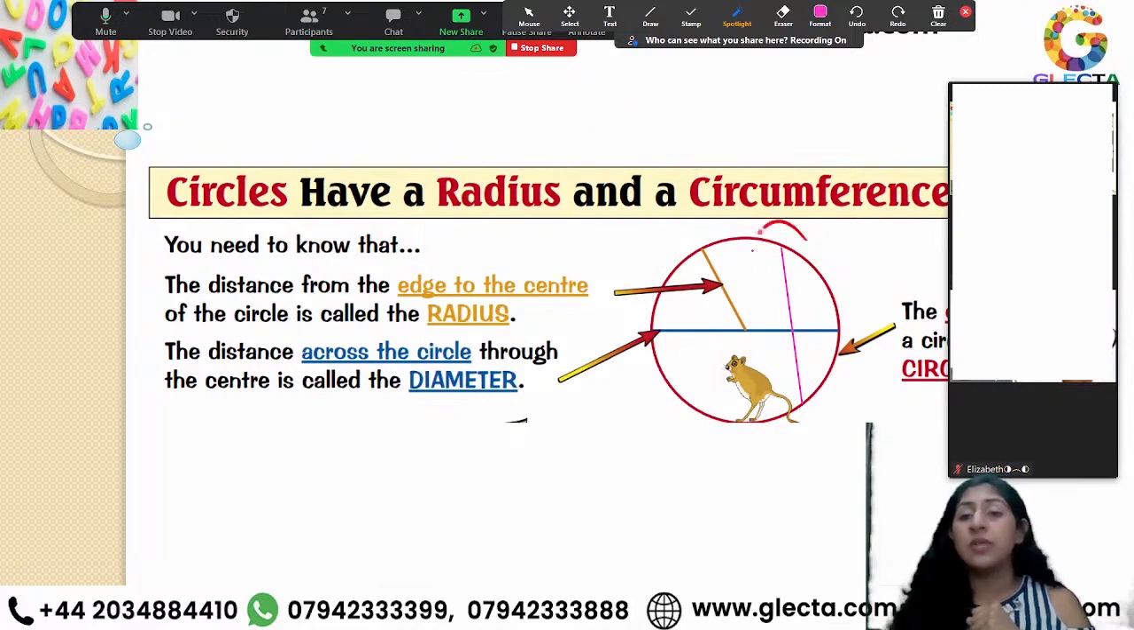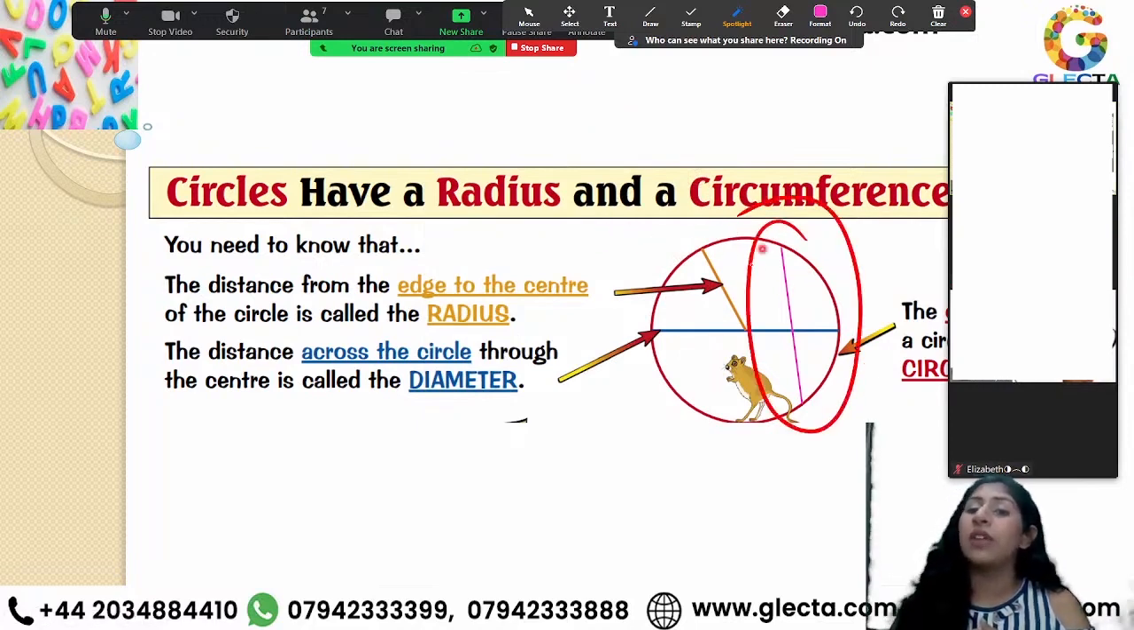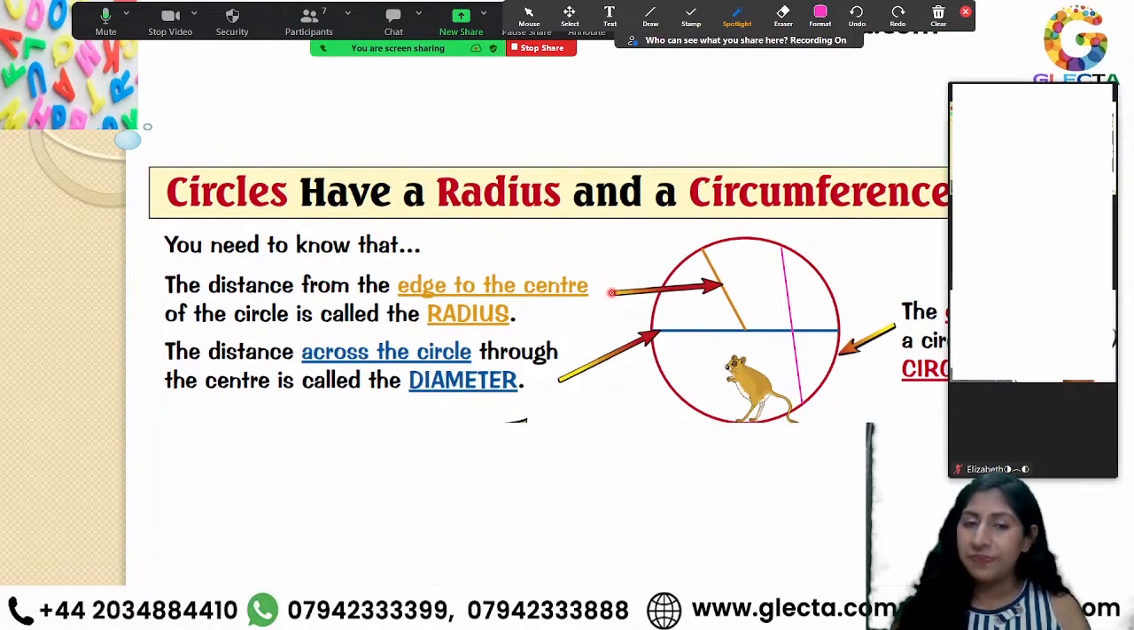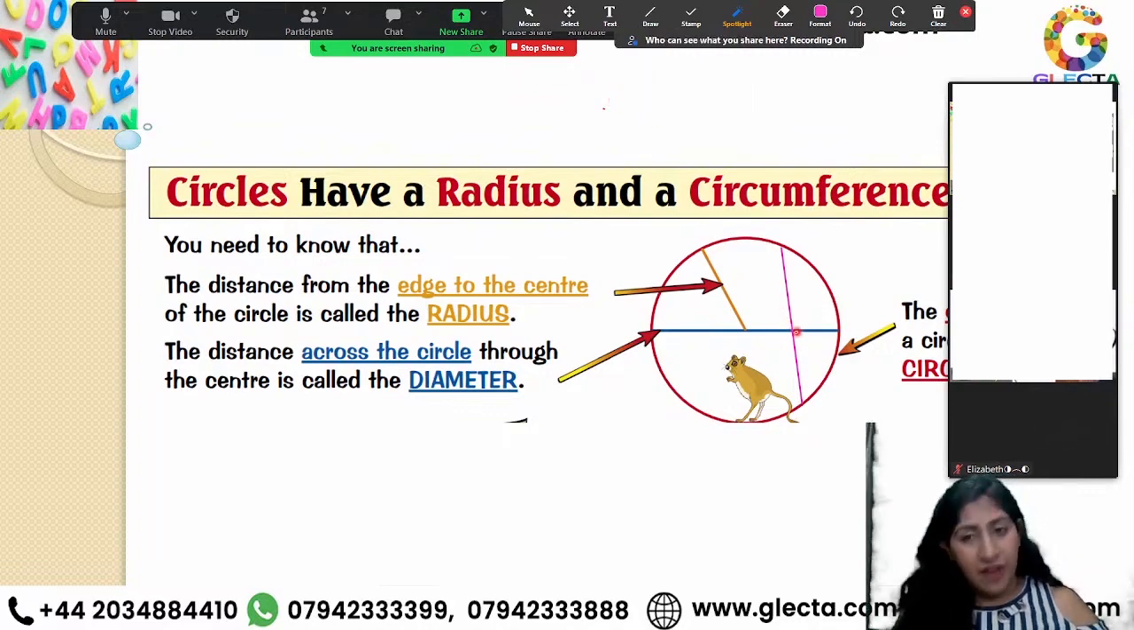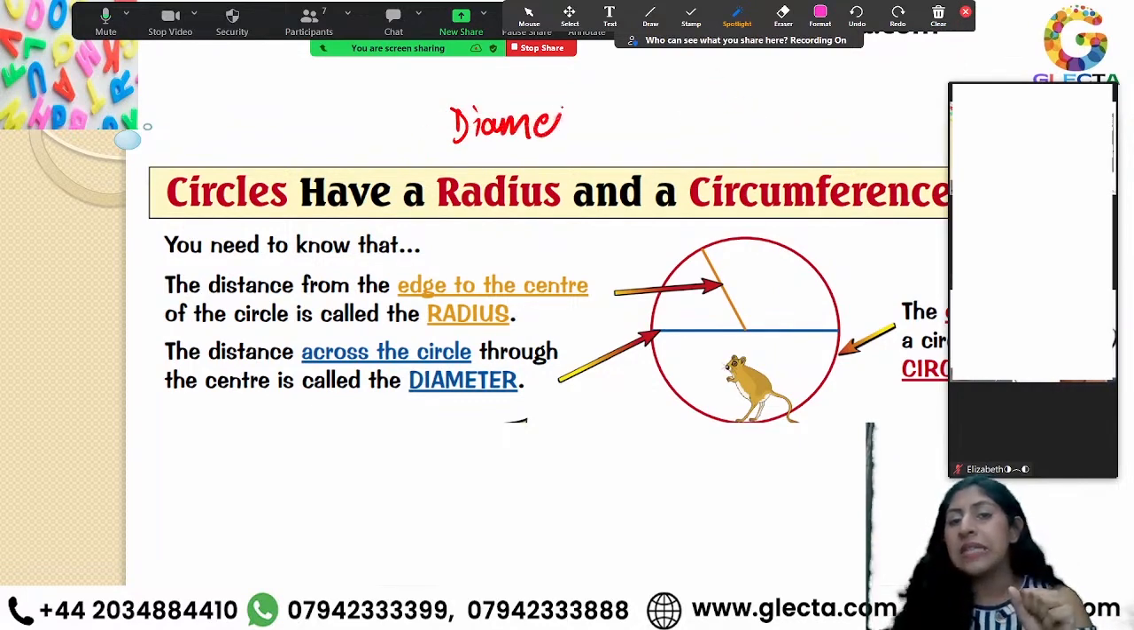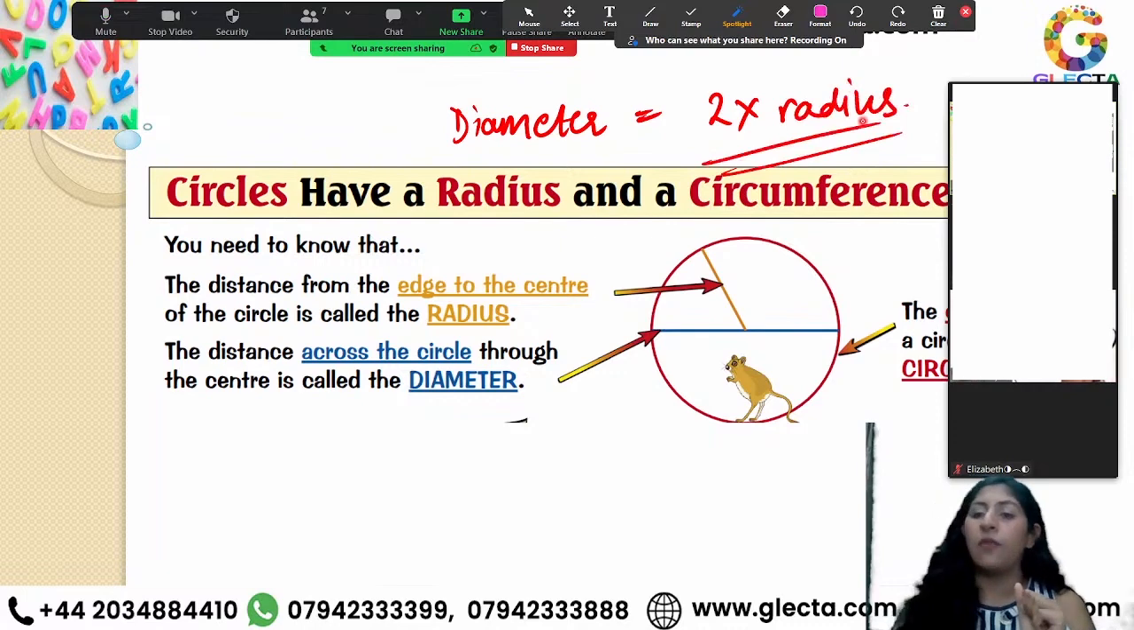So my question is, you see a pink line that I have drawn over here. Can I say that it is a diameter? Why not? Correct. It does not pass through the center, so we would not say that it is the diameter. One important thing that you can note down: the diameter is always double of the radius.